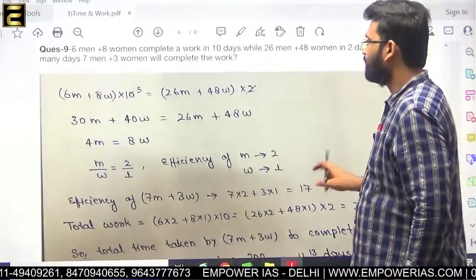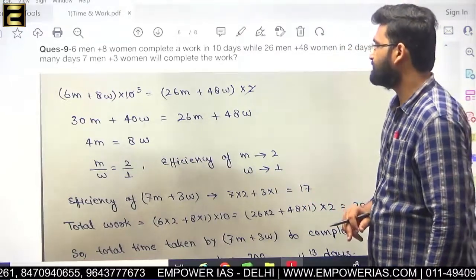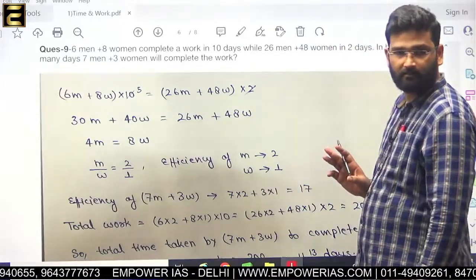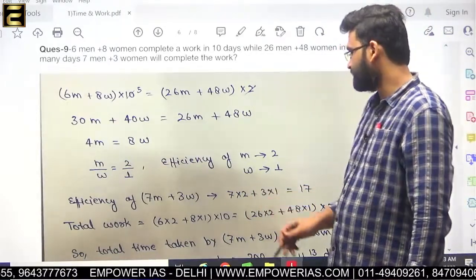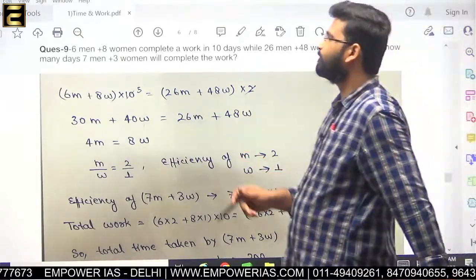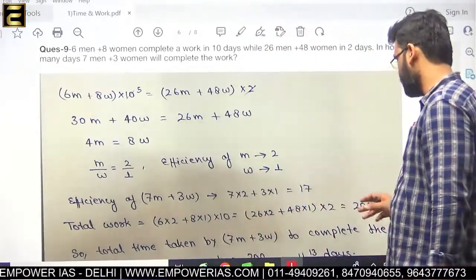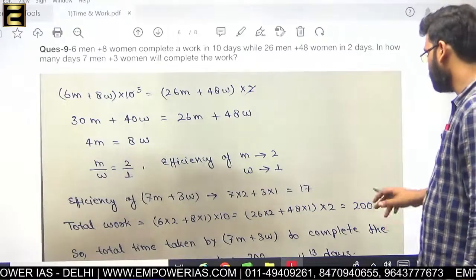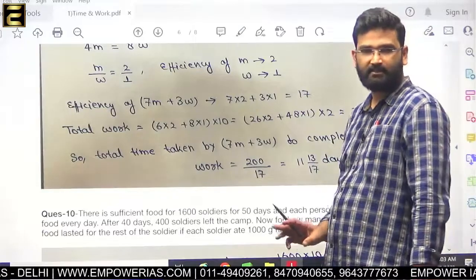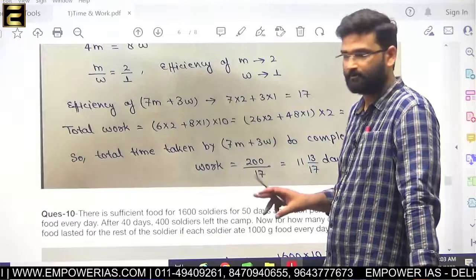Now, what is the efficiency of the new group, 7 men plus 3 women? The efficiency of the new group will be 7 into 2 plus 3 into 1, that is 17. Why 17? Because we calculated the efficiency of a man to be 2 and a woman to be 1. The total work is 200 units, so the total time taken will be 200 divided by 17, that is 11 whole 13 by 17 days. If you have any doubt, do ask me. Nothing changed in this question also.